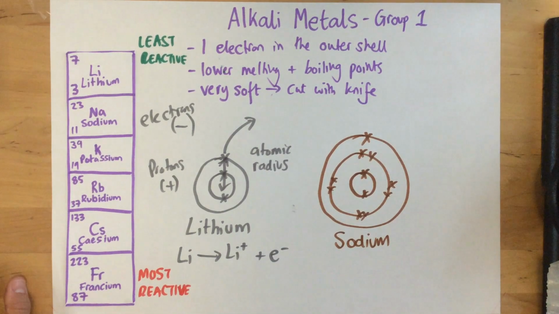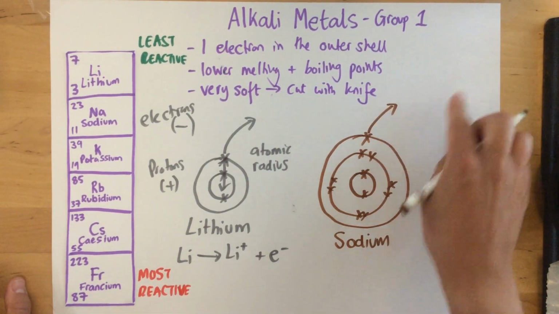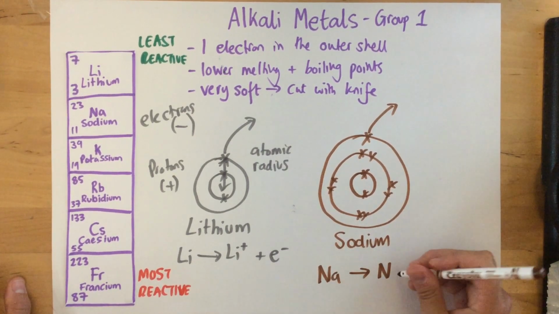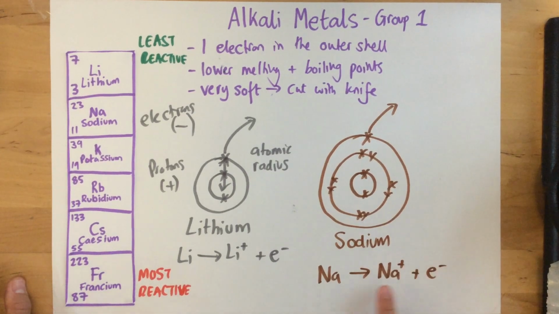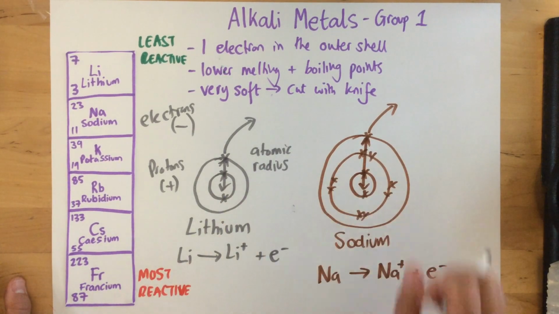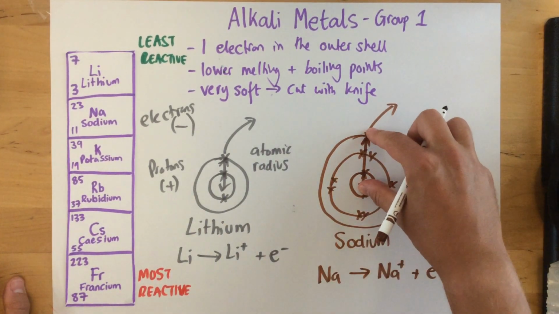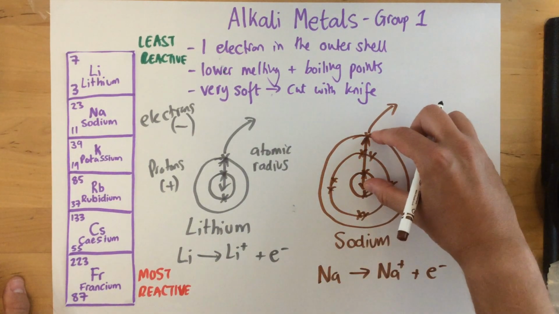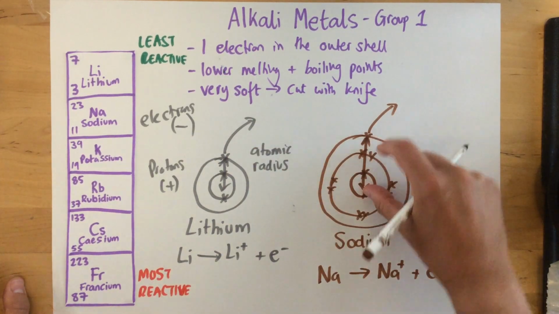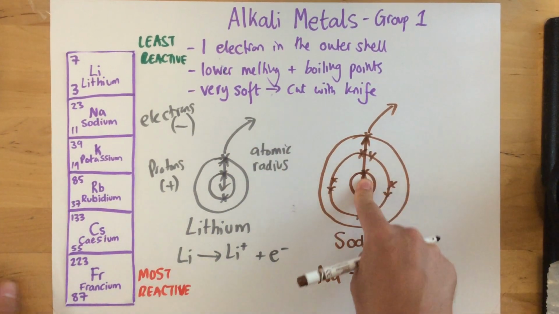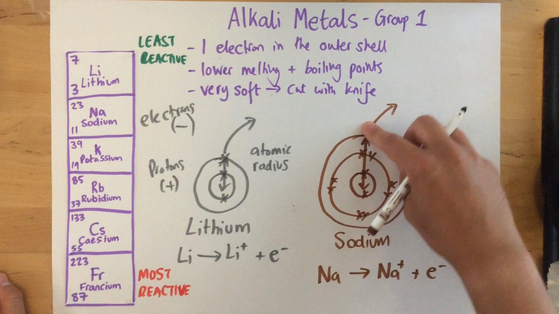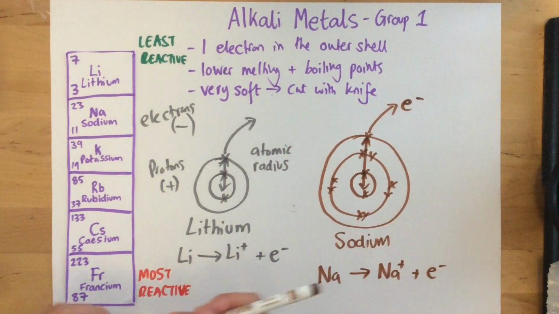Now, because it has 1 electron in the outer shell, it too is looking to lose an electron in order to form an ion like this. So again, it starts as an atom and it has now formed an ion. Let's have a look at the difference in atomic radius. Remember, atomic radius is the distance from the centre part of the atom to the outer electron. The atomic radius is much bigger in sodium compared to lithium. So therefore, there's a smaller attraction between the positive protons in the nucleus and this negative electron. Therefore, it's easier for this electron to be lost.